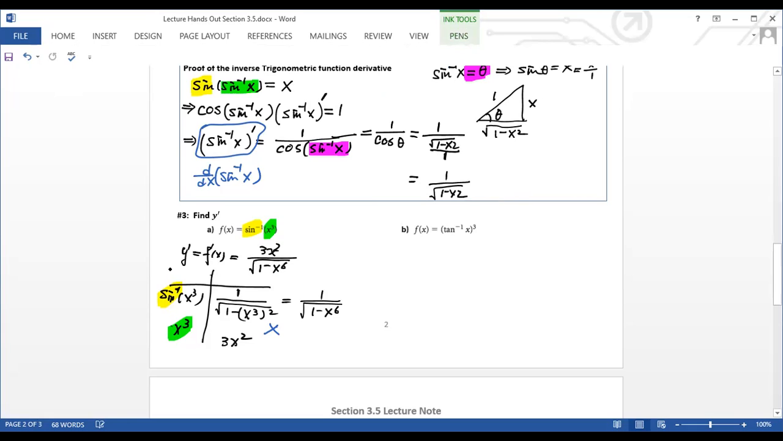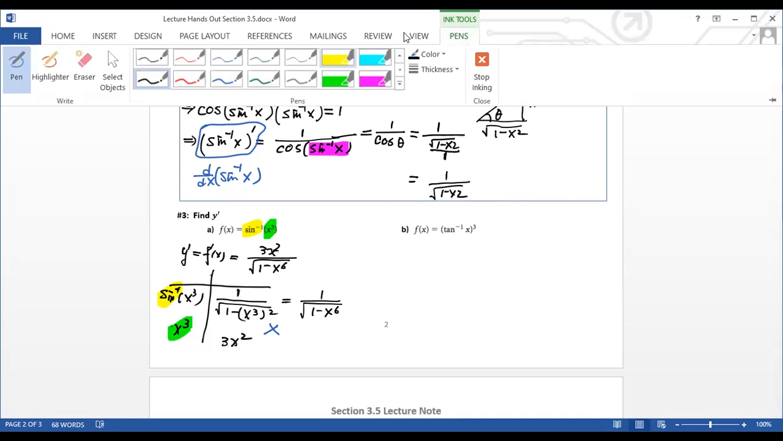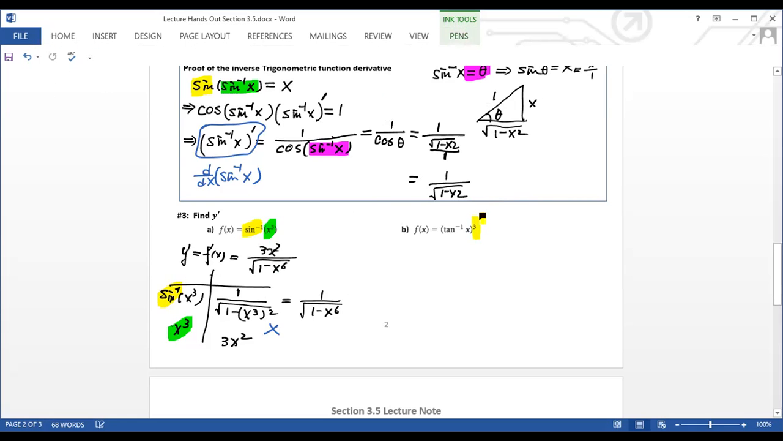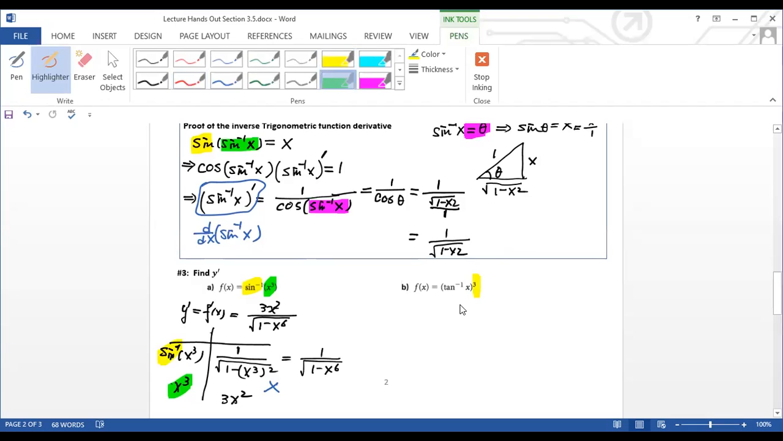Okay, so now let's take a look at the second one. See here, this is the arctangent to the third power. You see here, so what is your first layer? Your first layer is the power of 3, right? Okay, so your second layer, what is your second layer?